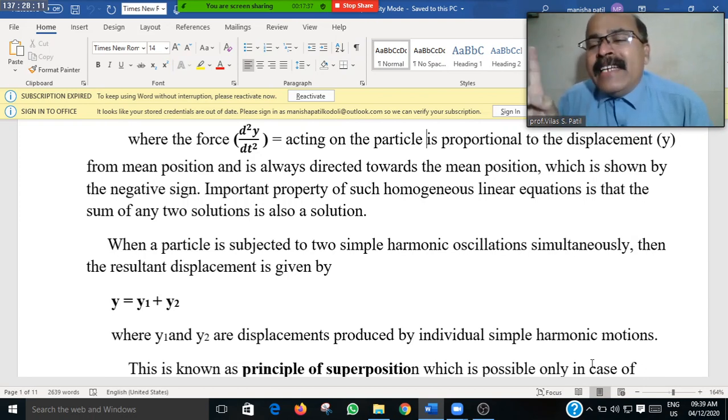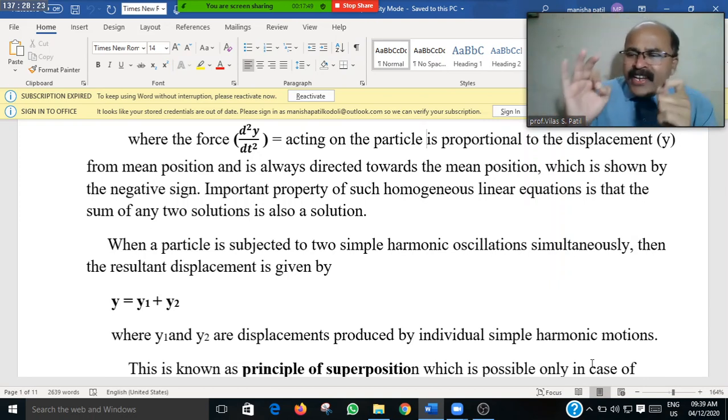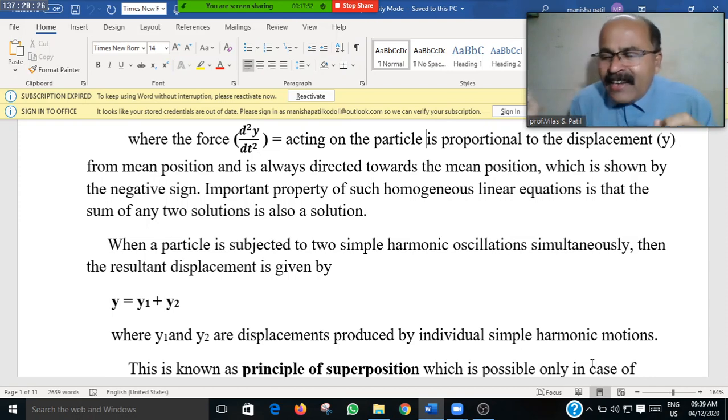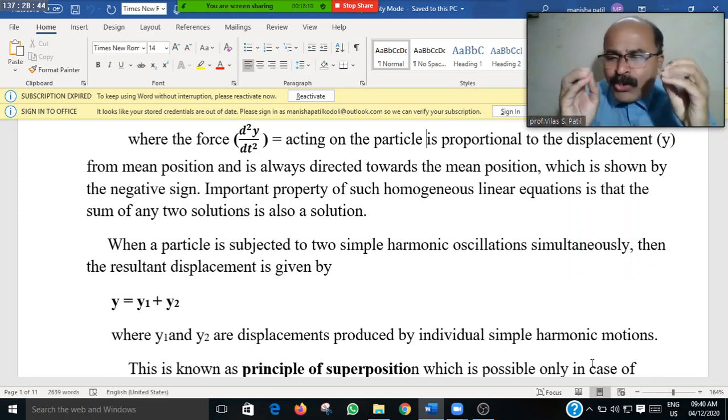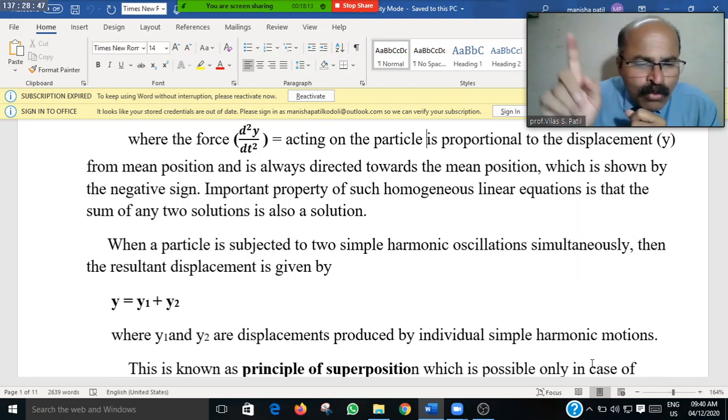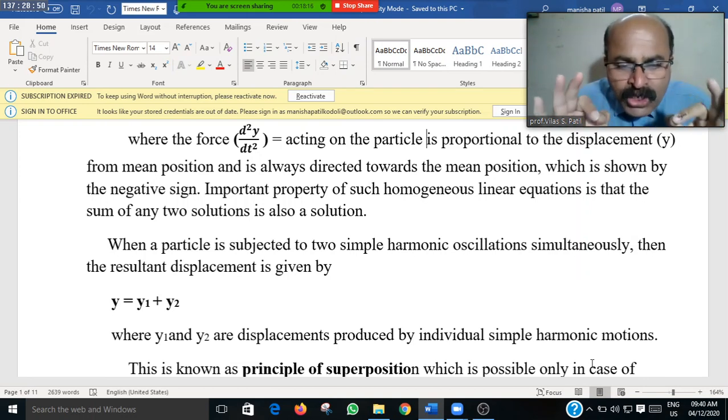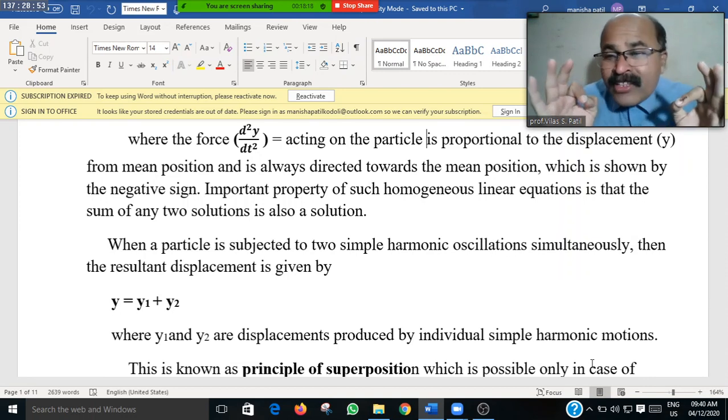That is, y is the direction, meaning the body is displaced in the y direction. If we take d2x by dt square, then the meaning is that the body is displaced in the x direction. The x direction is the horizontal axis, and the y axis is the vertical axis. Then, if the body is displaced in the y direction or vertical direction, that displacement is shown by small y. It is from the mean position, and it will always be directed toward the mean position.